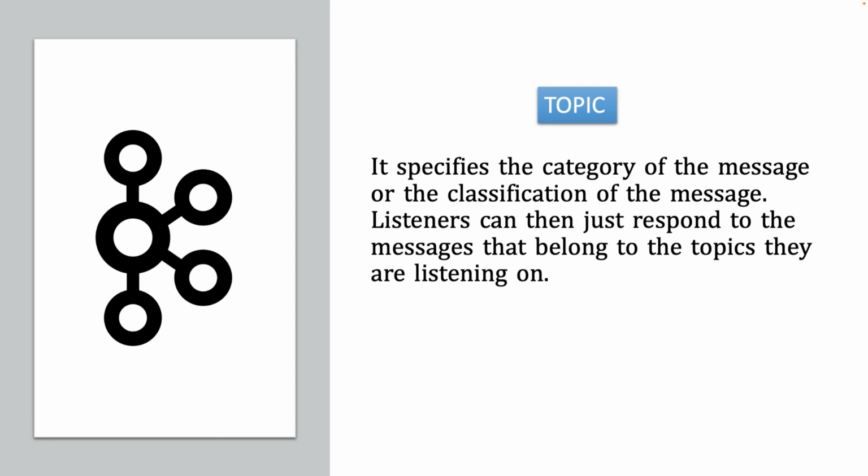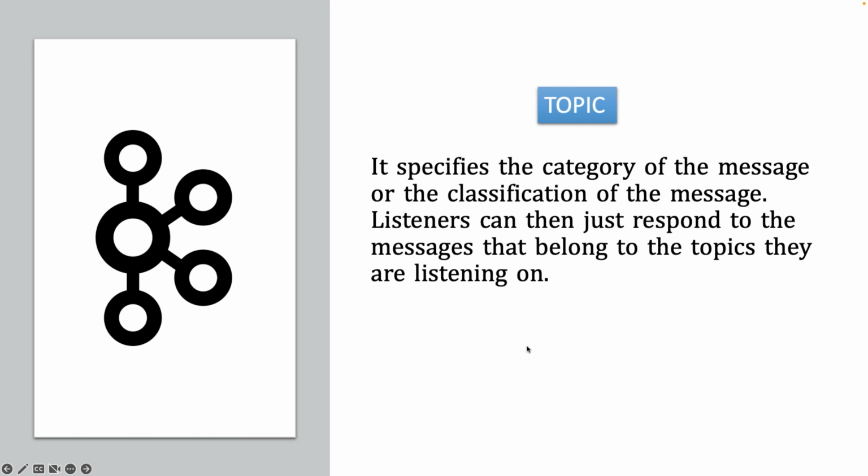Okay, so if you look into its actual definition, a topic specifies the category of the messages or the classification of the messages. Listeners can then just respond to the messages that belong to the topic they are listening on. So if consumer 1 wants the payment info, he can go and listen to the payment topic. That is the need of a topic, and this is why the topic plays a critical role in the Kafka ecosystem.